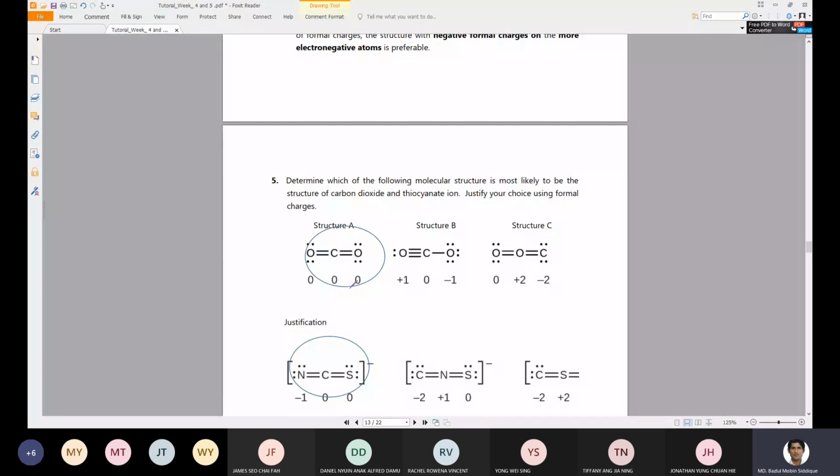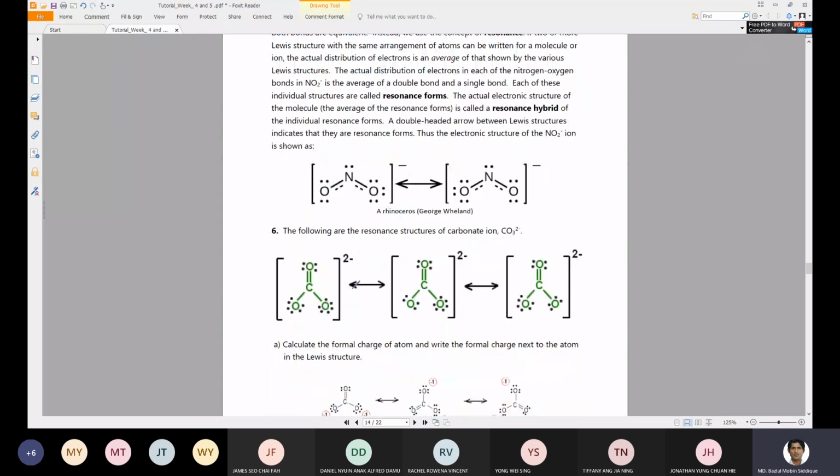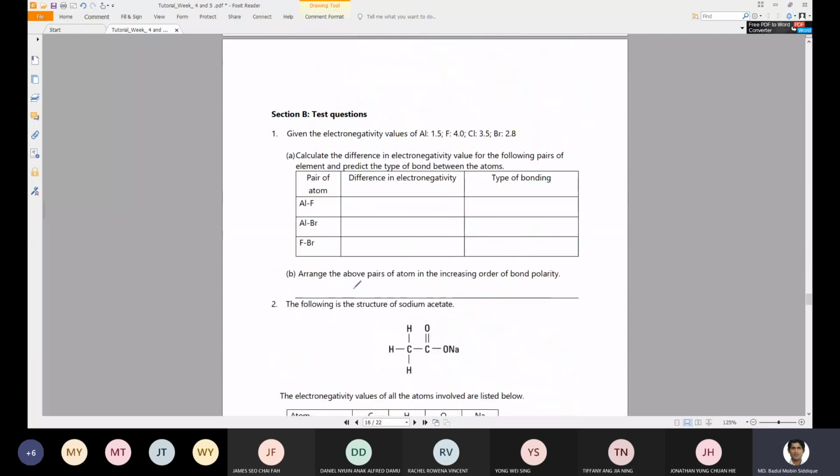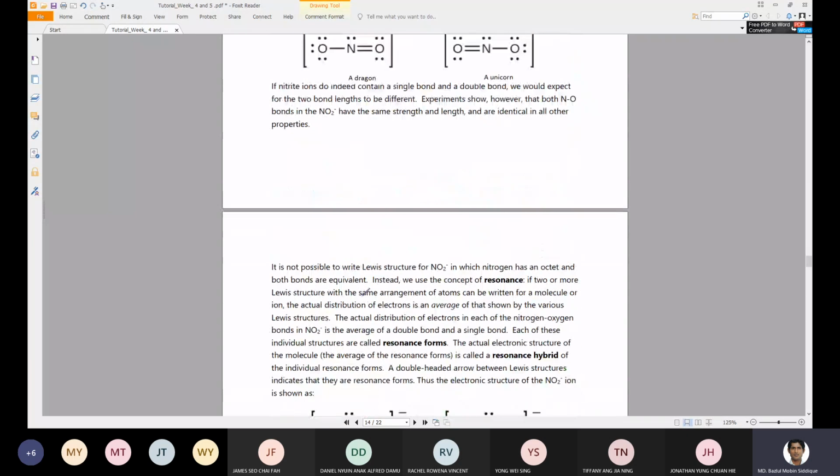Same goes for xenon. Where is xenon? I will talk a lot later on about xenon.